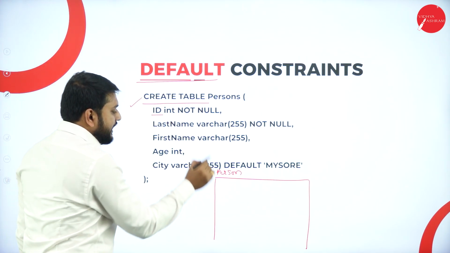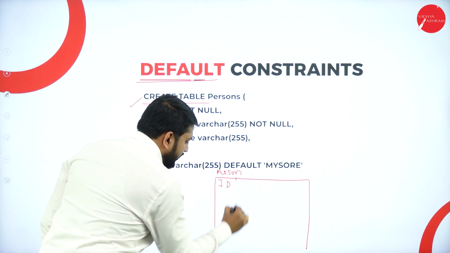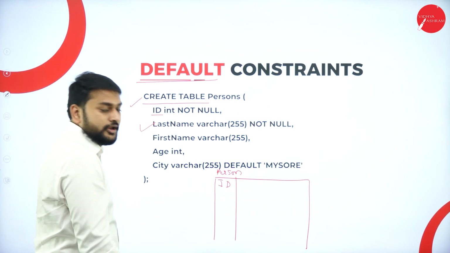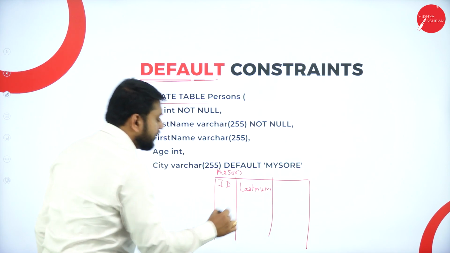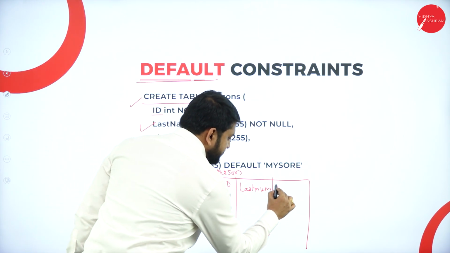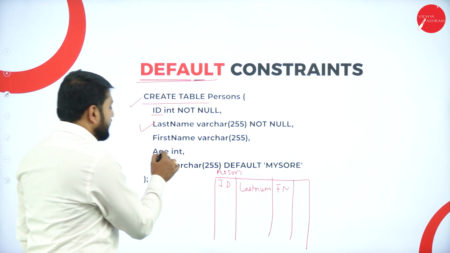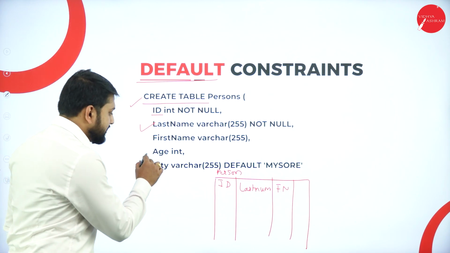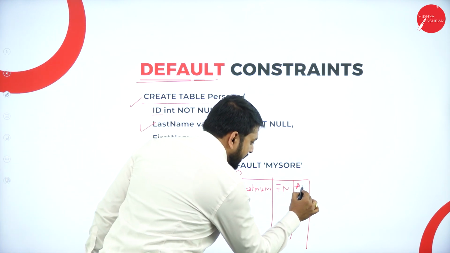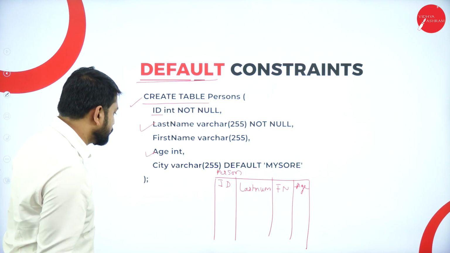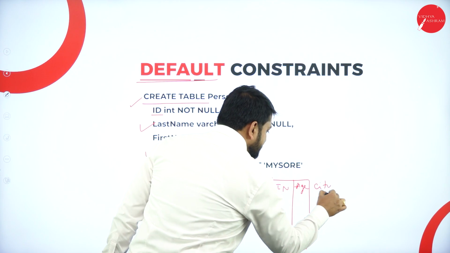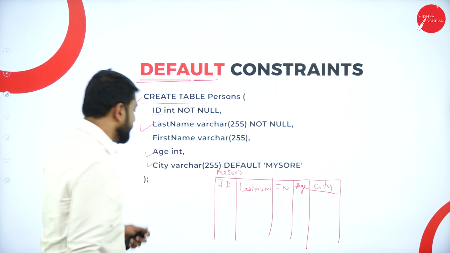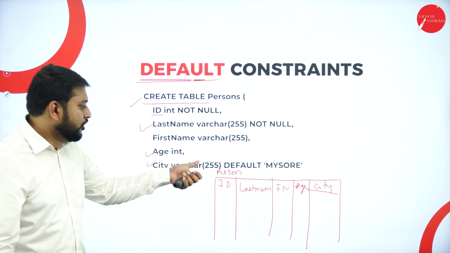The next column, ID. So fine, one column you're creating, ID. So fine, next one, last name. Okay. Next one, first name. Let me just write FN. Okay. The next one that we have here is age. Let me just write that age. You have created that column also. The next one that we have is city. So guys, observe here. This is very important. City, varchar 255.